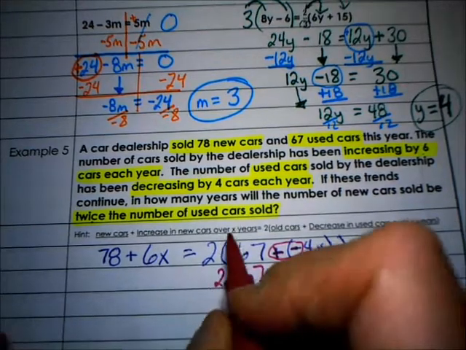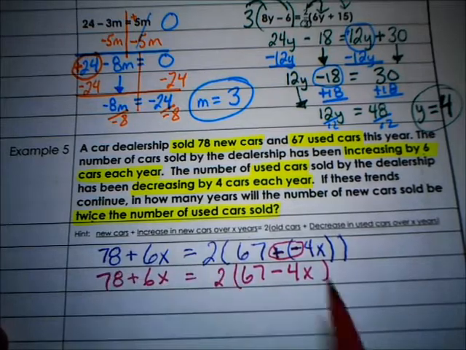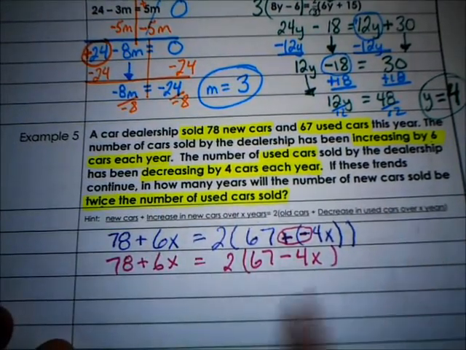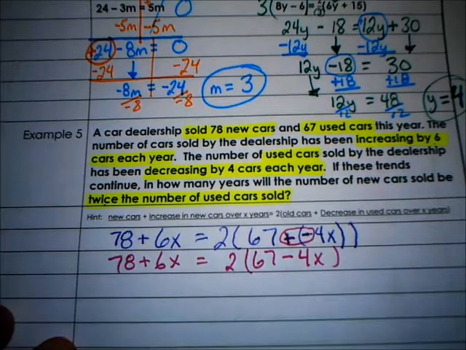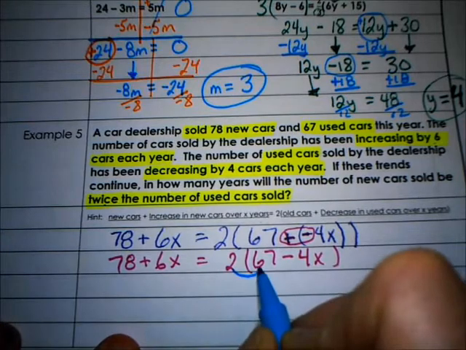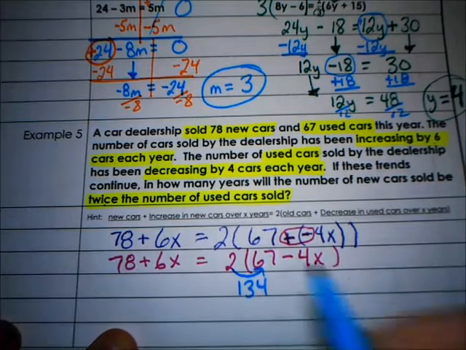Alright, they want us to find how many years it's going to take for these 2 things to equal each other. So we're going to solve it. We got to get rid of the parentheses, so that means I'm going to distribute the 2. So 2 times 67 is 134 minus 2 times 4x, which is 8x.